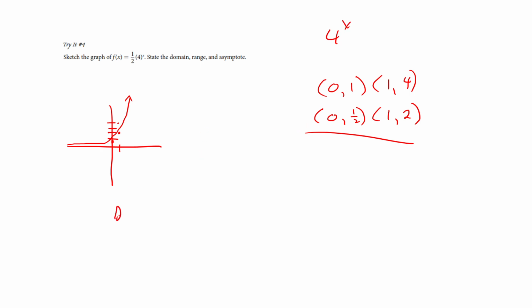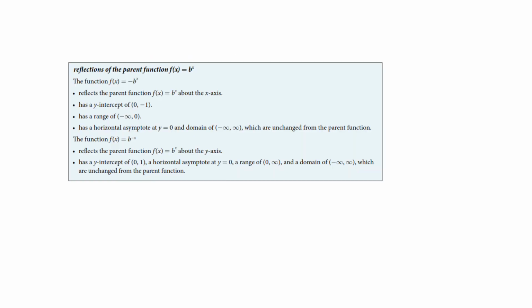Now, domain, nothing's going to change there. We haven't done anything but compress, so it's not going to change any of the fundamentals. Our range is still going to be the same thing as it always is. Our horizontal asymptote is still at y is 0. If we had lifted it vertically or lowered it vertically, that would be different, but we didn't. So all of those key points, the domain, range, and asymptote, stay the same.